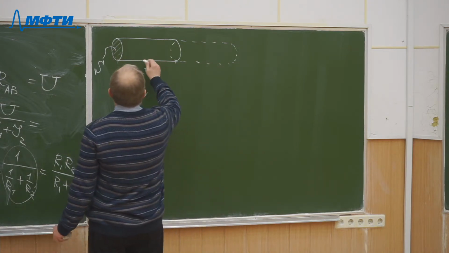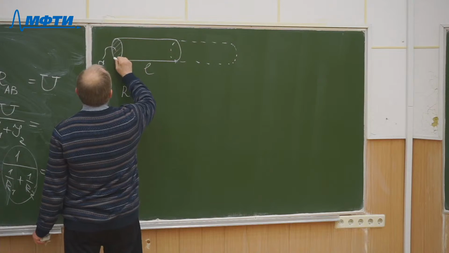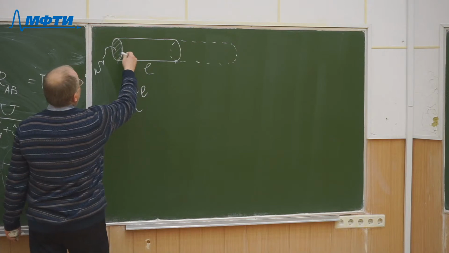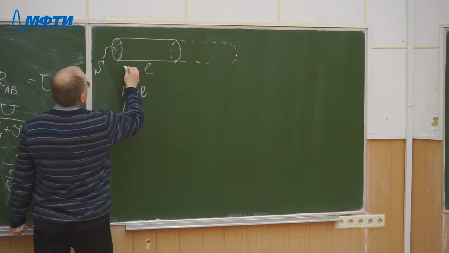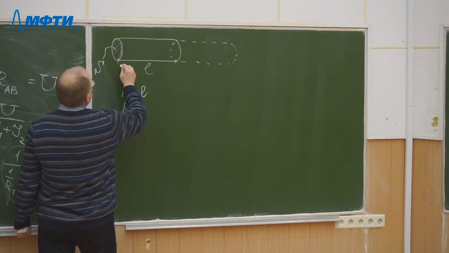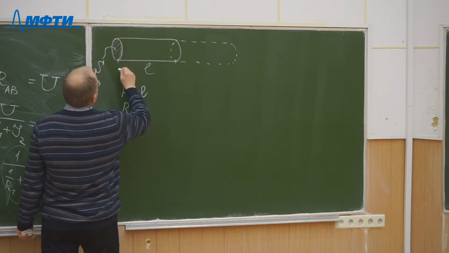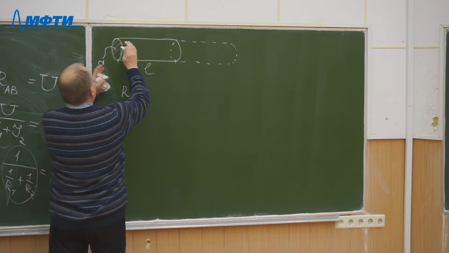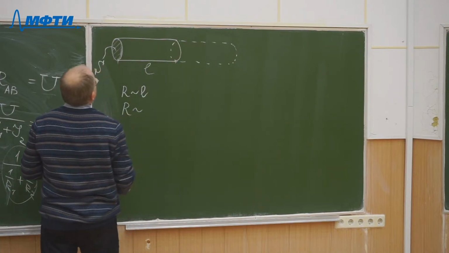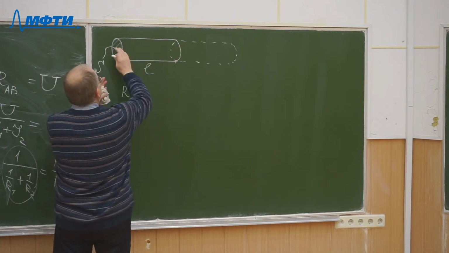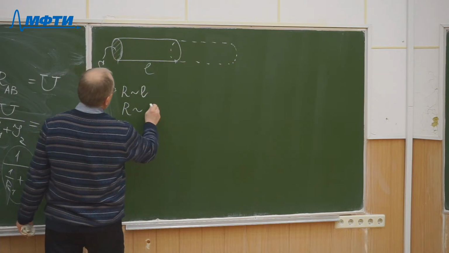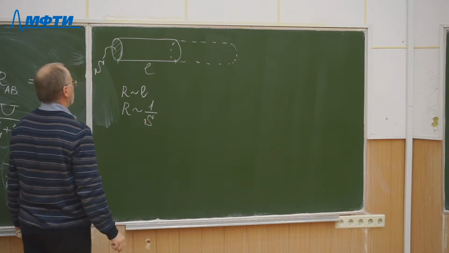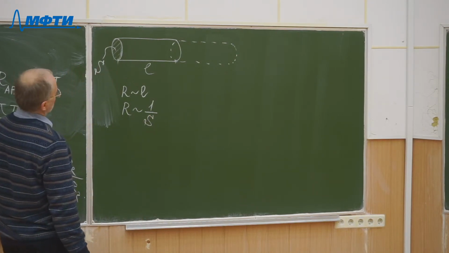And also, if we increase the cross section of the wire, then it will be equivalent to attaching some parallel resistances here. So if we increase the cross section, that means as if we applied more material here on the wire, and that will act as a parallel connection of resistors. So in this case, the total resistance of wire will be inversely proportional to the area of cross section.